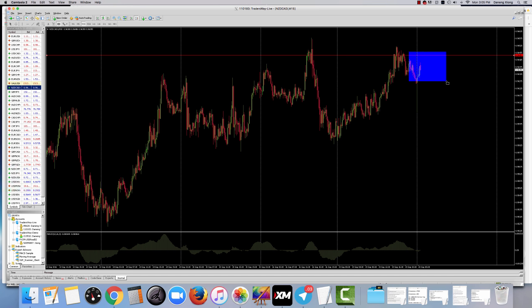So let's just say this blue shaded area has not happened yet, okay? This blue shaded area has not happened yet. And you want to take this short, but you want to make sure that it doesn't just keep on grinding up, and you want to use the 15% commitment rule.